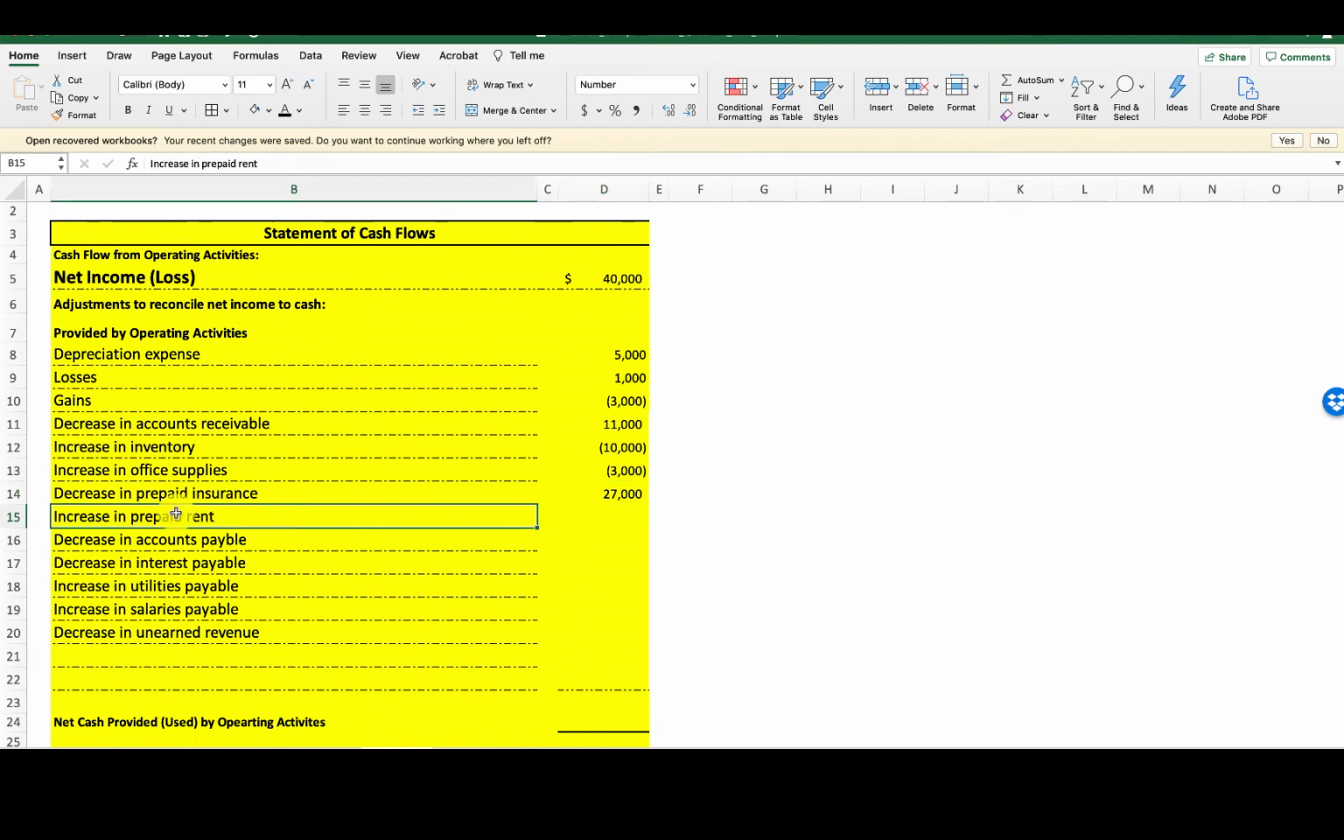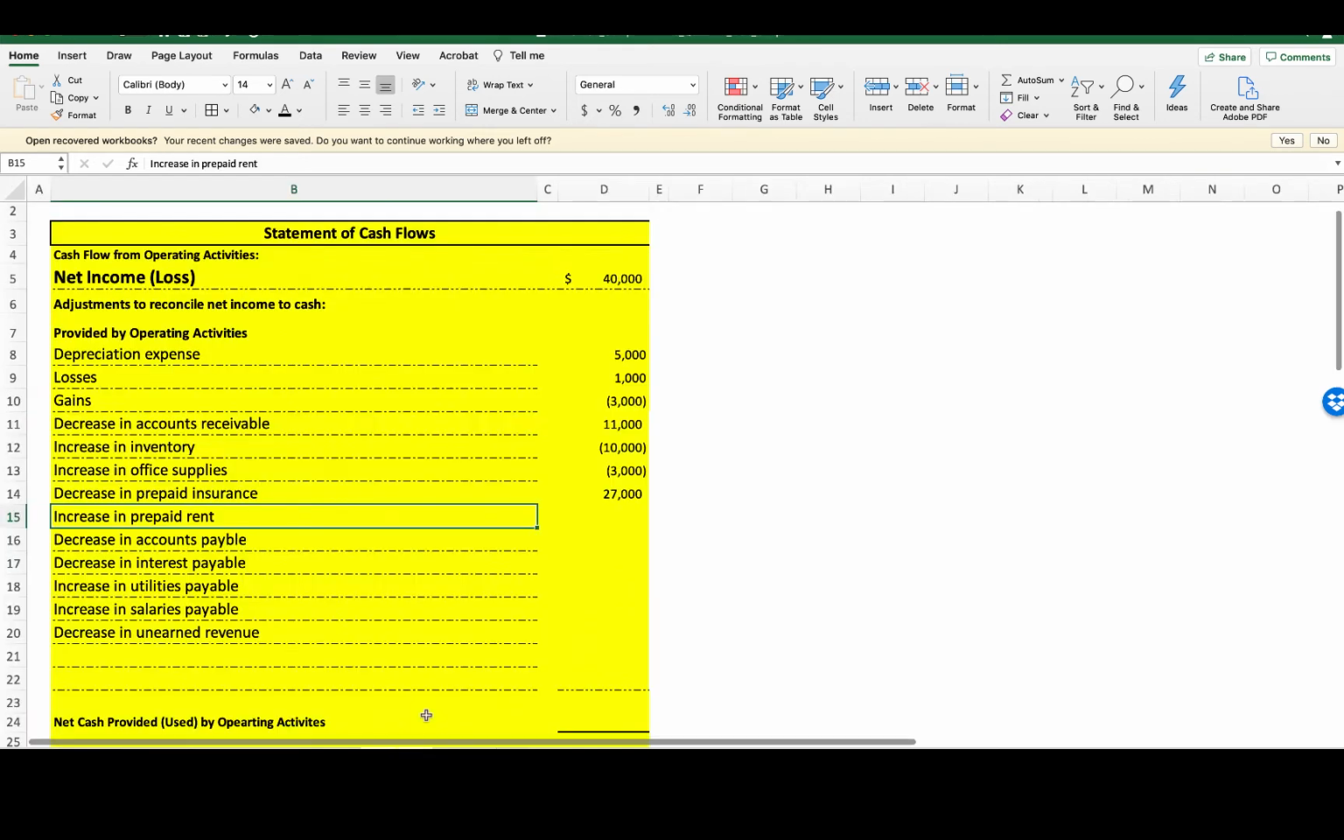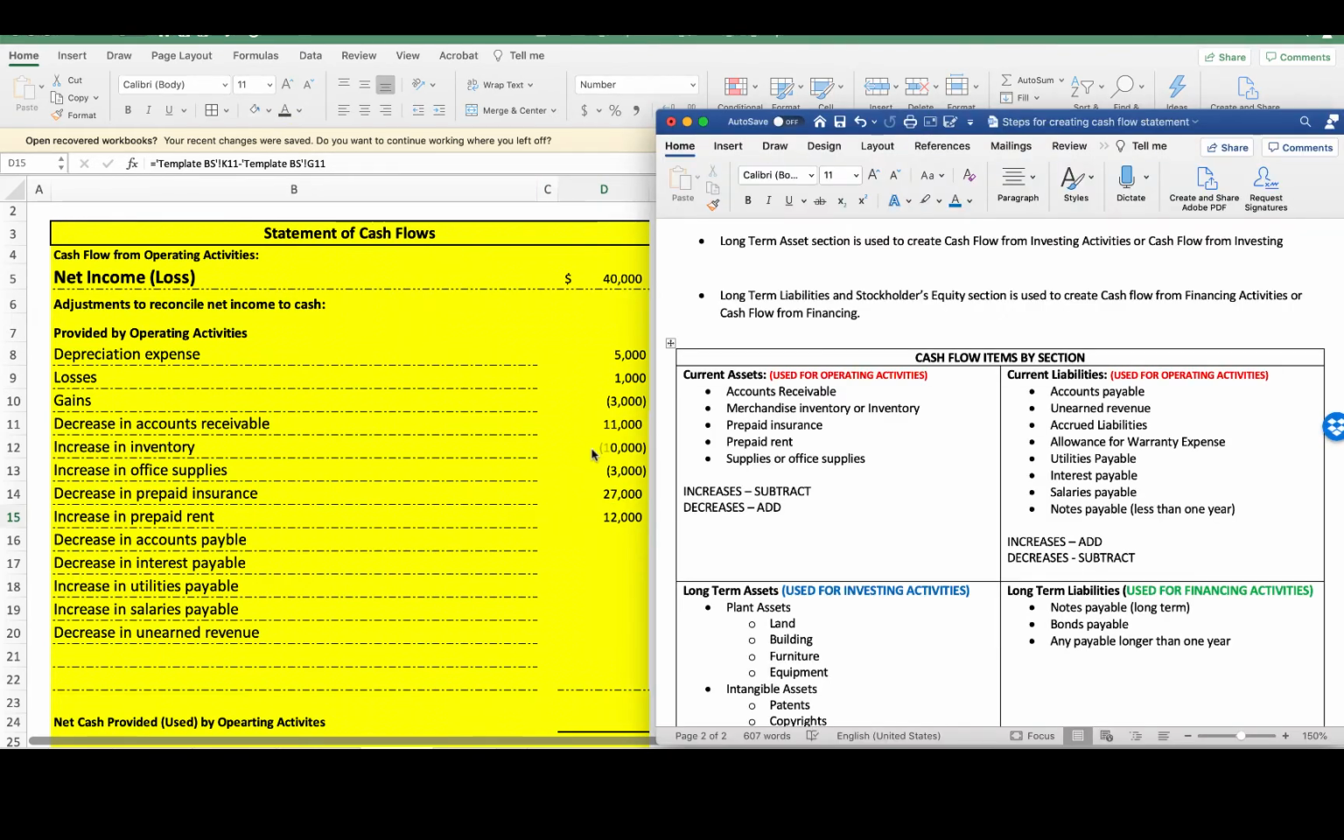Very simple. And then the last current asset, because we're only doing the current assets except cash, we had 60,000 in 2020, 72,000 in 2019. So it went from 72 to 60. So it went down by 12, right? How did I get that? 72 minus 60 is 12,000. And so I come in here and I put in 12,000. Why did I put it in as a positive? Because whenever you have a decrease, you add. All right? So it's very simple. You look at the current assets on the balance sheet.